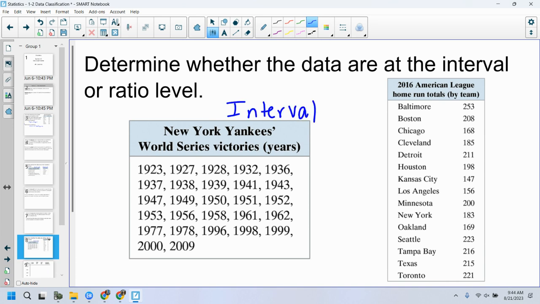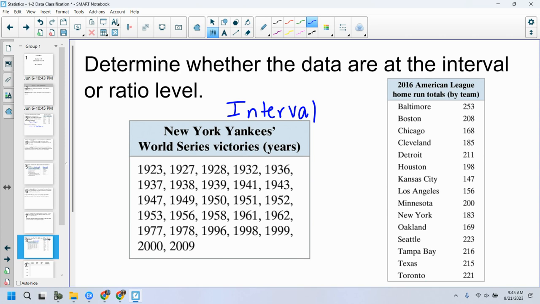I like to think about it this way as well. Differences are meaningful here, right? I can find the difference between two data pieces. 1923, 1927. I can say, okay, it's been 4 years since that. But if I try to find a ratio between 1927 and 1923, like 1927 divided by 1923, that doesn't really make sense, right? That doesn't give us any sort of new information.